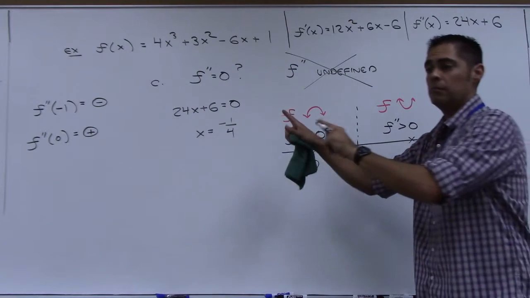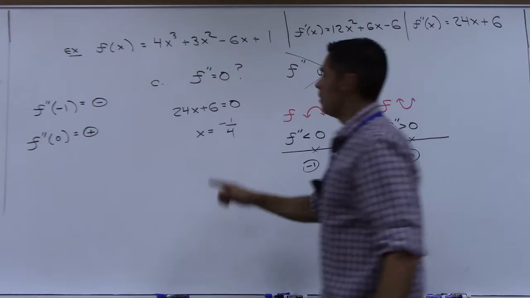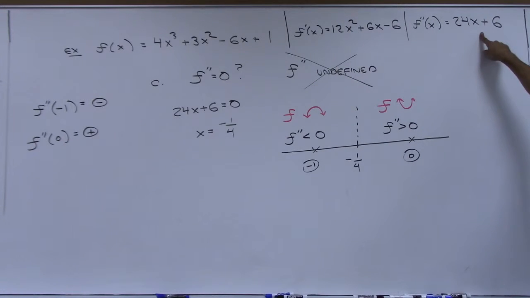Following? Yeah, for the double prime, you're using the double prime formula right here. So I plug in negative 1, it comes out negative 24 plus 6, that's a negative number. Plug in 0, I get 6, a positive number.